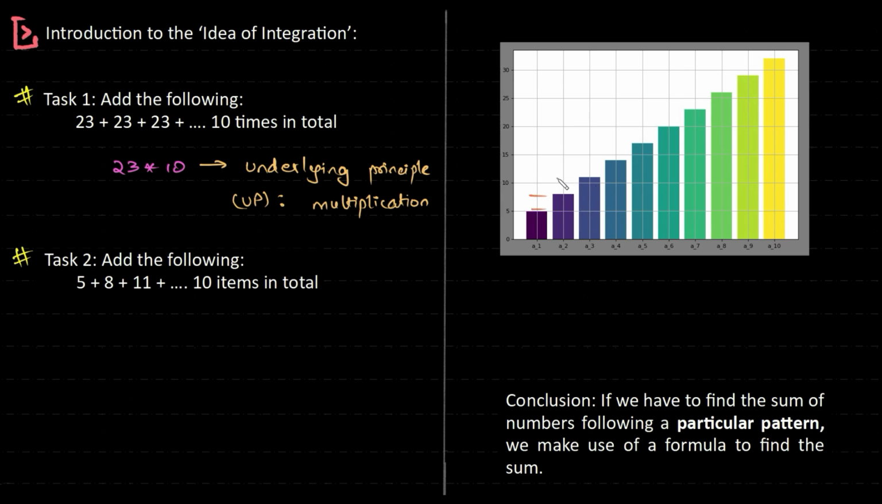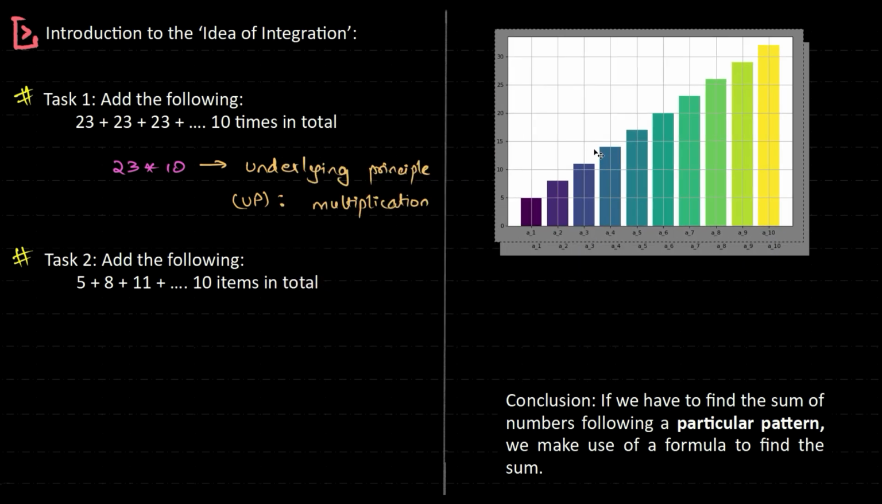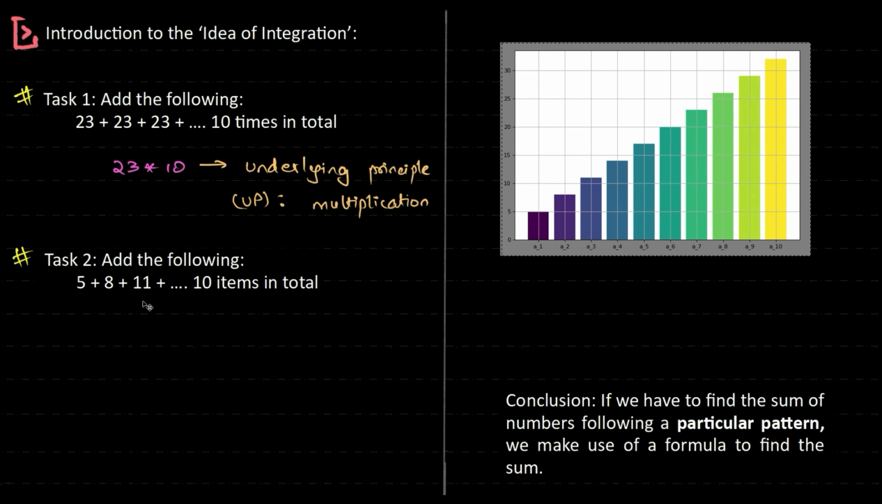The height is fixed, right? The amount by which the next step increases is fixed. Is it not? So we have a pattern over here. It's a sequence, and this sequence is called, correct, an AP, right?